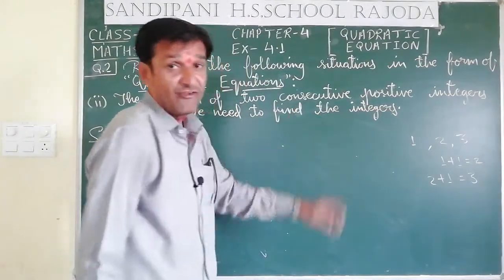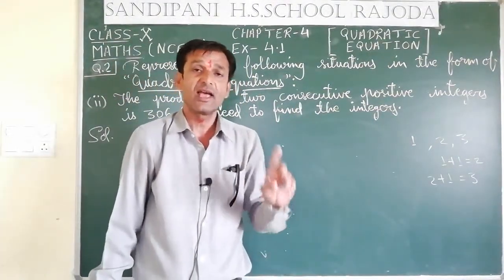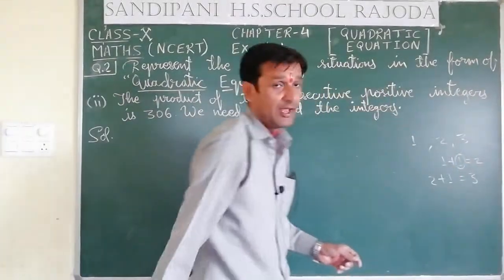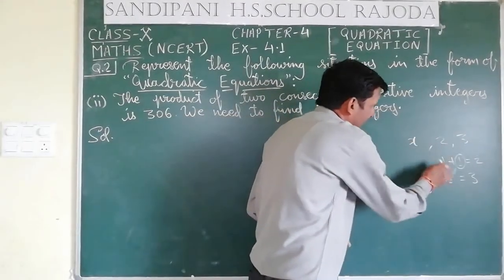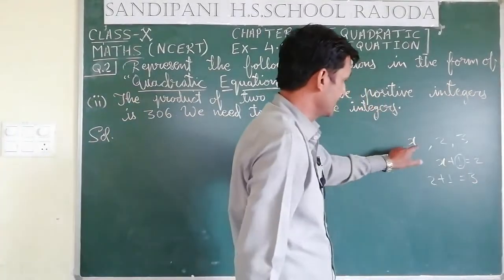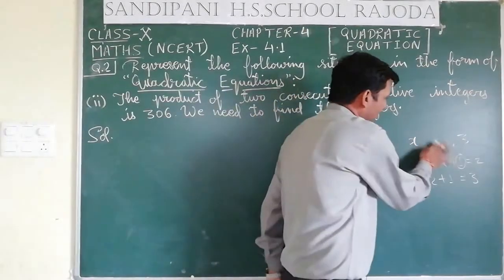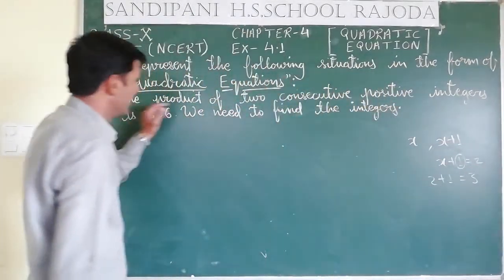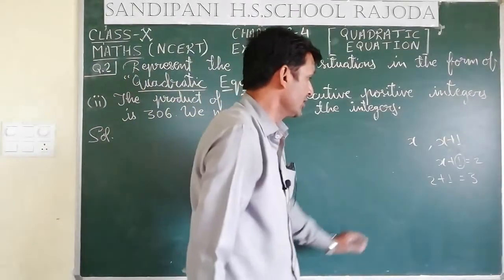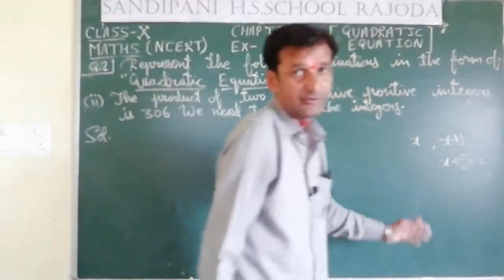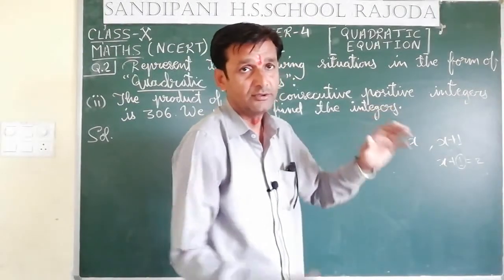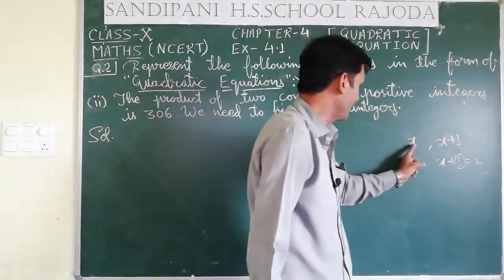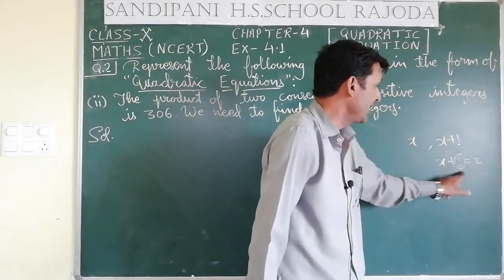So if we are considering first positive integer as x, what we have to do? If I am considering here x, then we have to write here x plus 1. So if this is x, then this term will become x plus 1. So only 2 terms they have written, no need to find third one. That example I have told you for knowing the things related to consecutive positive integers. Here first term is x, then second consecutive term will be x plus 1.